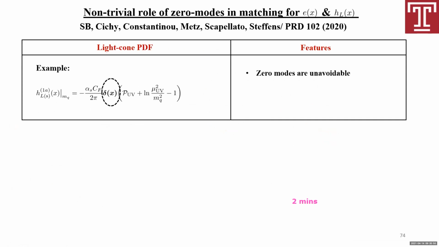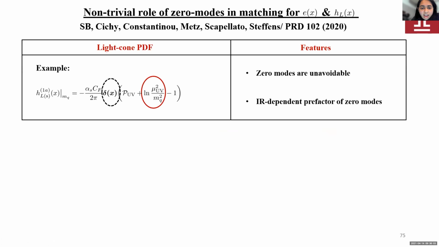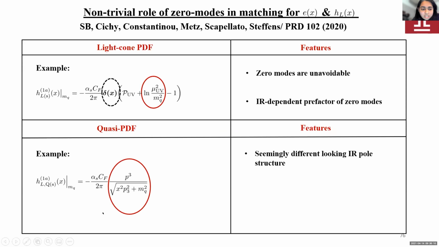Finally, let me talk about E and HL. So your light cone HL always has a delta function, no matter which infrared regulator you work with. However, they always come in with prefactors that depend on the infrared regulator. And this is a problem because if you take a look at your quasi-HL, it looks like that. So at first glance, it seems like there is a disagreement in the infrared pole structures of these two distributions.